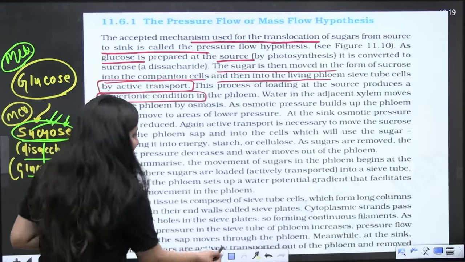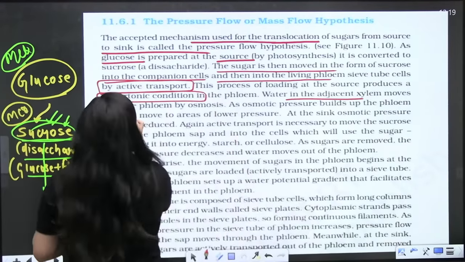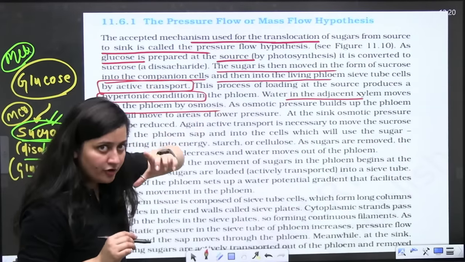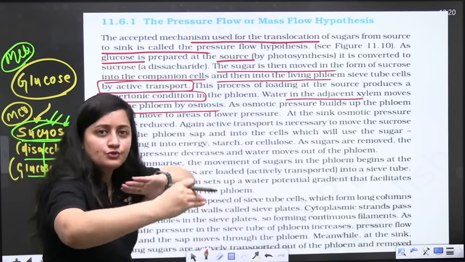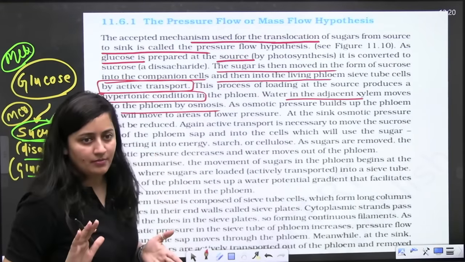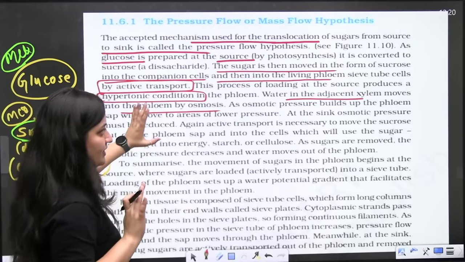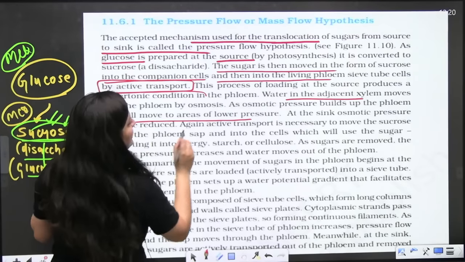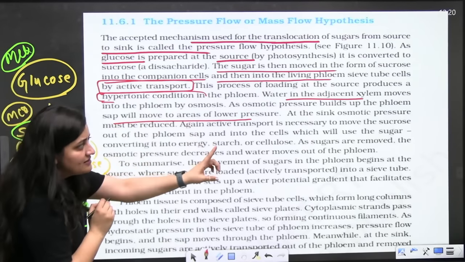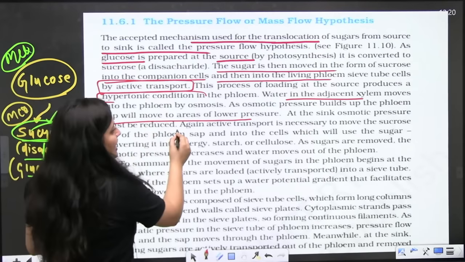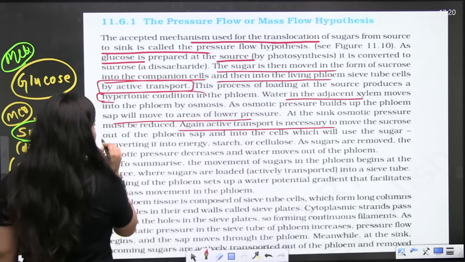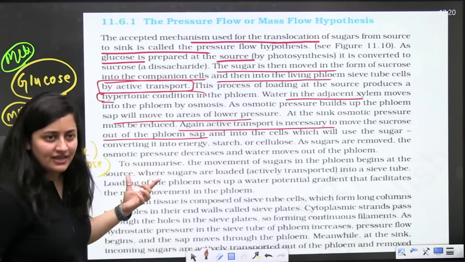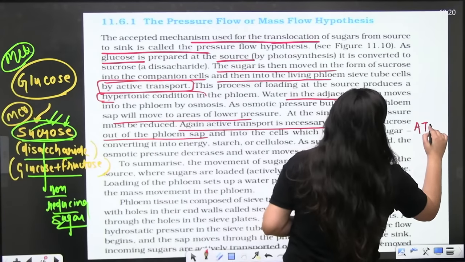Right? So, water in the adjacent xylem will move into the phloem by osmosis. Again, osmosis is the movement of water, movement of solvent, from its higher concentration to the lower concentration through a semi-permeable membrane. Right? Is that clear? So, as osmotic pressure builds up, phloem sap will move to the areas of low pressure, as I said. So, at the sink, osmotic pressure must be reduced. Again, active transport is necessary to move the sucrose out of the phloem cell into the sink cells basically. So again, here also ATP will be used.